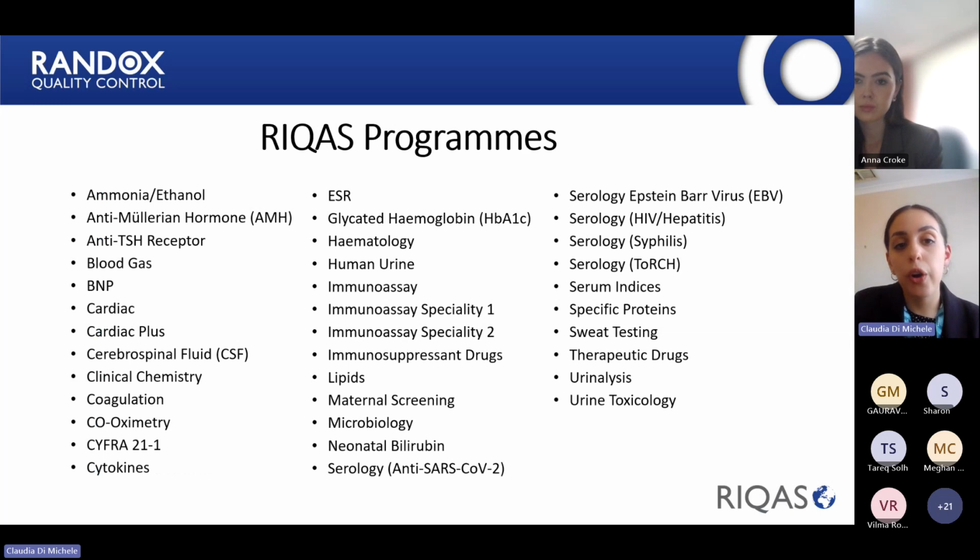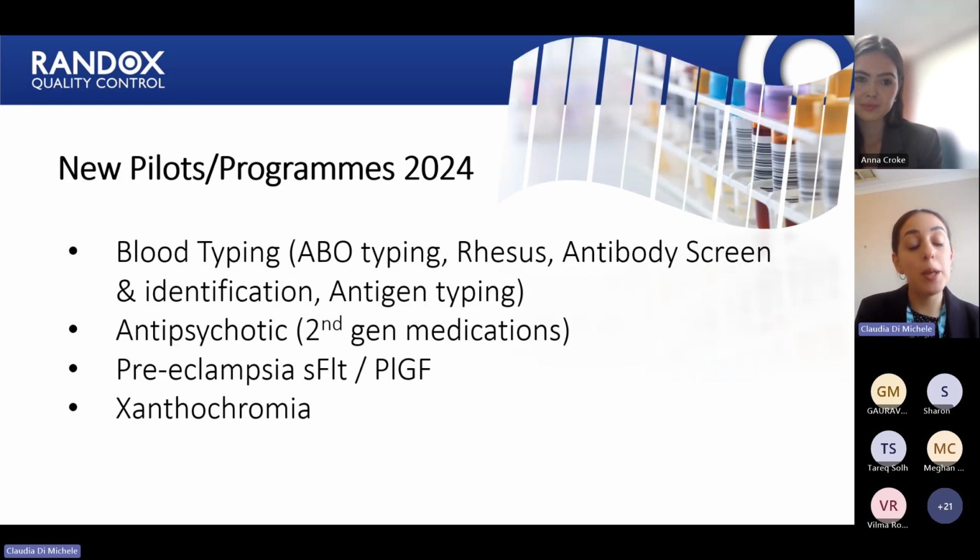Just to touch on the RIQAS programs that we offer this year. So these are all up here on the screen. I won't go through every one of them. As Anna mentioned, we now have 37 programs and growing because we have some new pilot programs this year. So the first of which will be blood typing. So quite a new area for us going into blood banks.